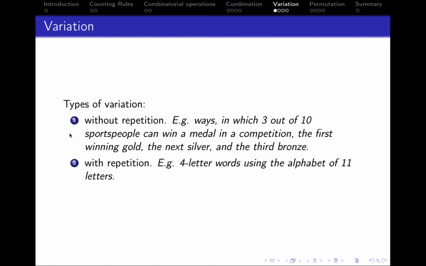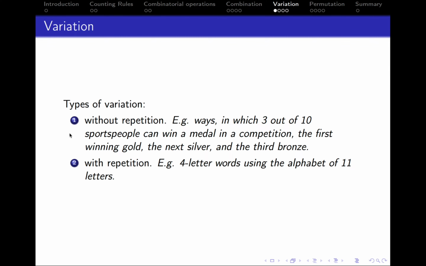So as you can see, in this case the order does matter, because it matters who gets the first prize, it matters who gets the second prize, and it matters who gets the third prize. And since people cannot be repeated, one person cannot be first and second, this is variation without repetition.